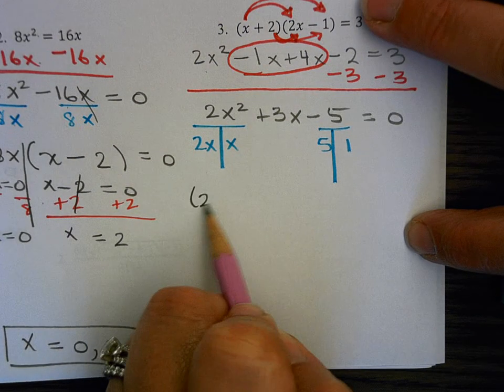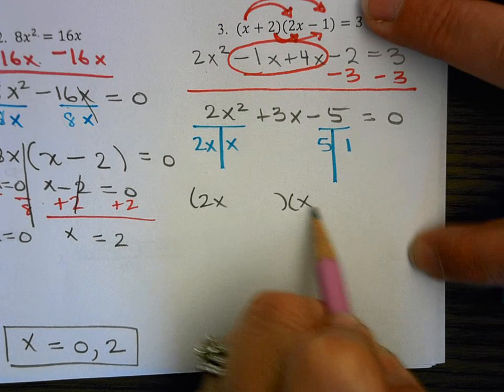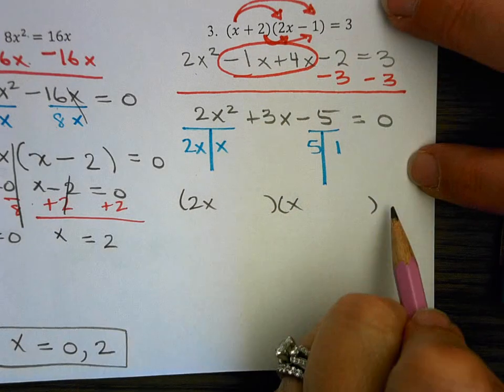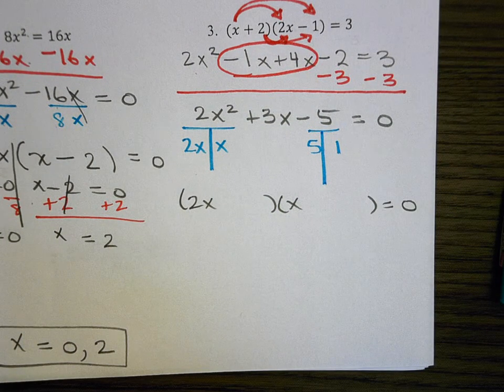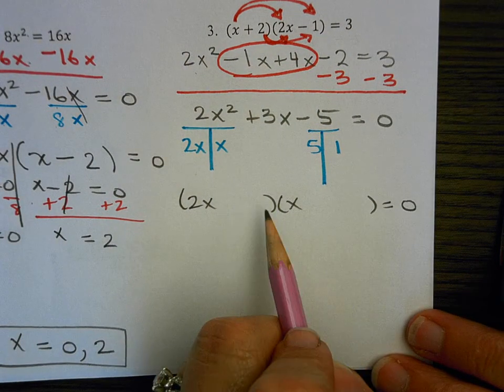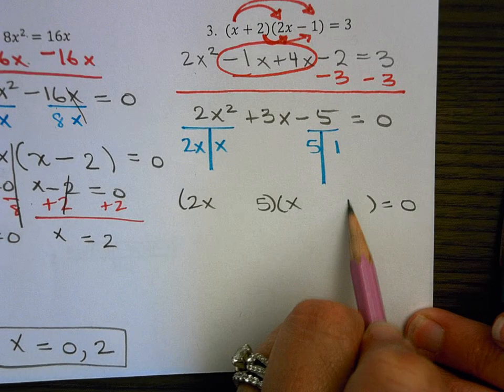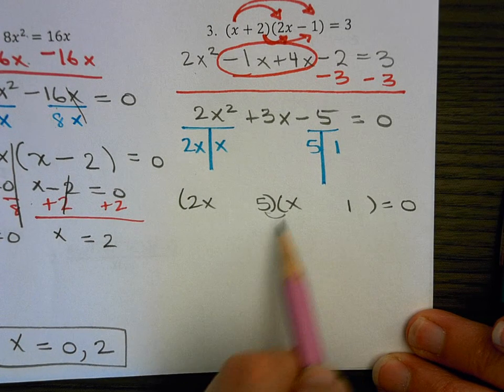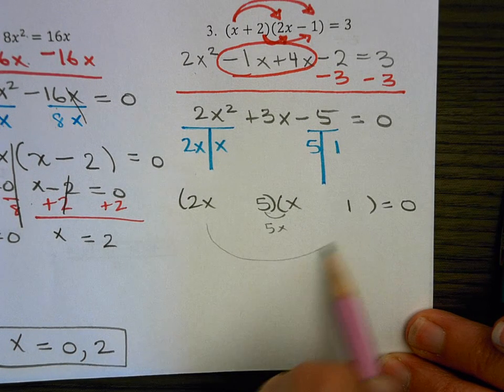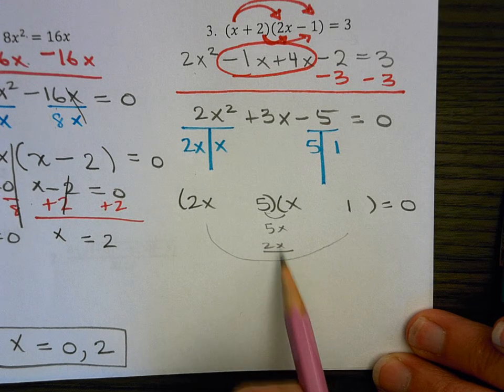So I know it has to be 2x and x, and what I don't know is where the 5 goes, where the 1 goes. So if I try the 5 here and the 1 here, let's give that a whirl. That would give me 5x there, and then multiply those gives me 2x. And if I add them, I'll get 7, but I'm looking to get 3.